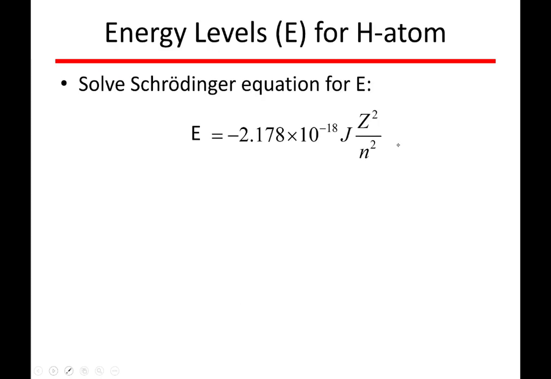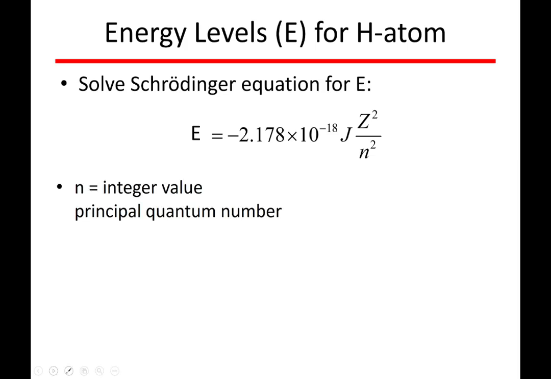So if you were to solve the Schrödinger equation for E, what you'd end up getting is that the energy of each level would be equal to negative 2.178 times 10 to the minus 18 joules times Z squared over n squared. In this equation, n must be a whole number. It must be an integer value that we're going to call the principal quantum number. You can start at 1, 2, 3, 4, all the way up to a maximum of infinity. But nothing in between, right? No fractions, no decimals. In this equation, Z refers to the number of protons that your species has.